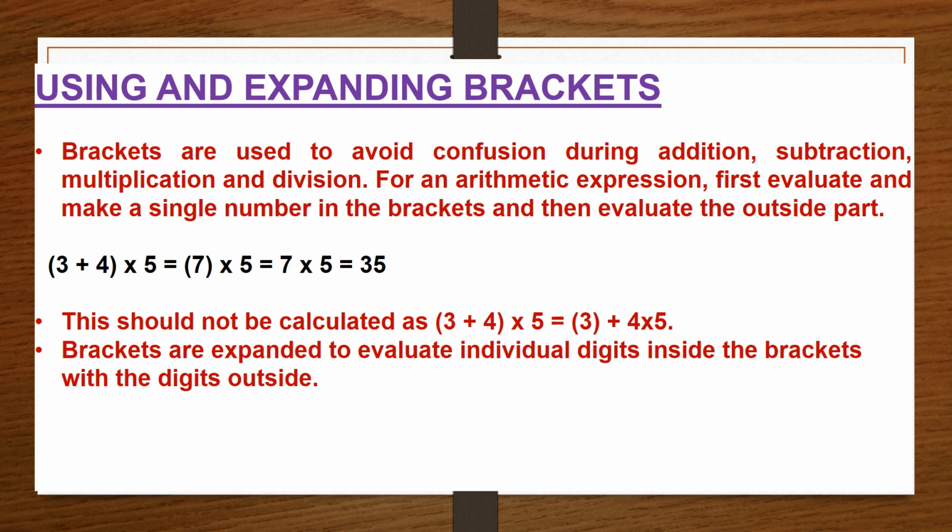Brackets are expanded to evaluate individual digits inside the brackets with the digits outside. Let's see an example for the expansion of brackets. 3 plus 4 inside the bracket multiplied by 5. This can be written as 3 multiplied by 5 plus 4 multiplied by 5, which is equal to 15 plus 20, which is again 35. We will see these topics in more details in my next slides.